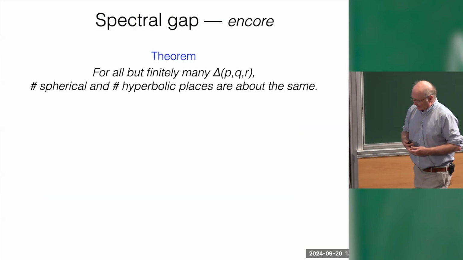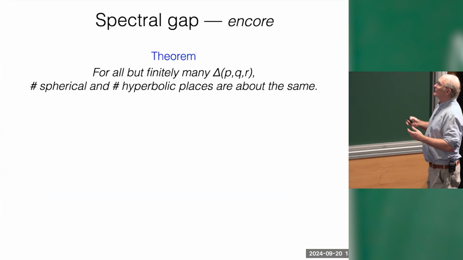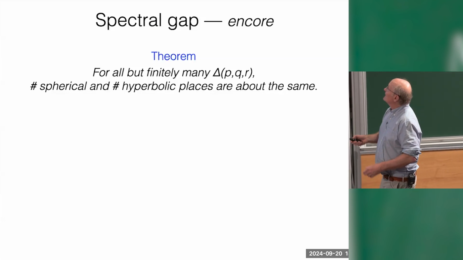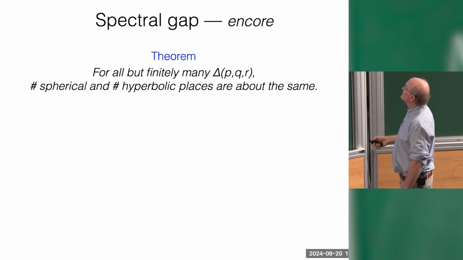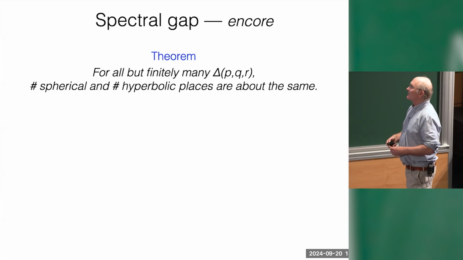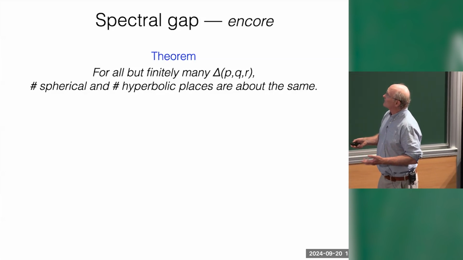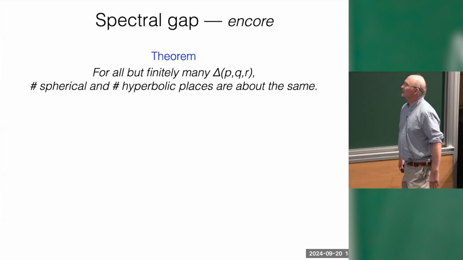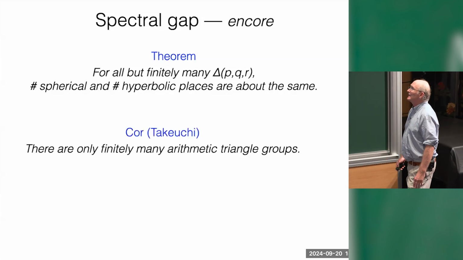So as an encore, let me just derive a few consequences. For most triangle groups, the number of spherical and hyperbolic conjugates, the number of places where the group becomes spherical or hyperbolic, they're about the same. They approximately agree within a factor of about a third.